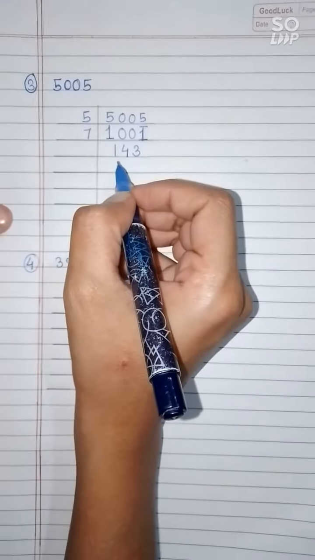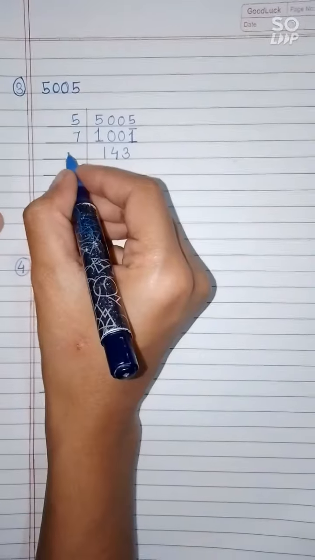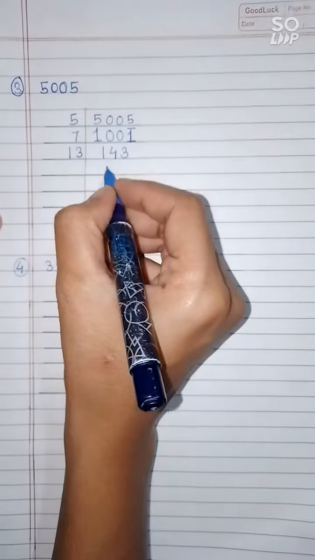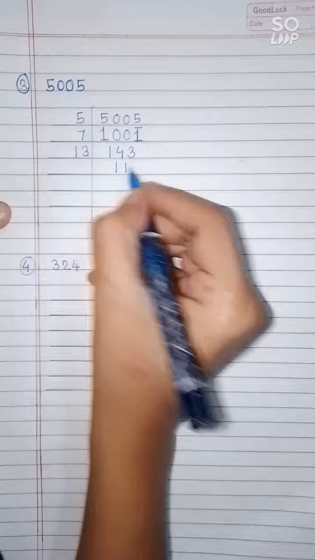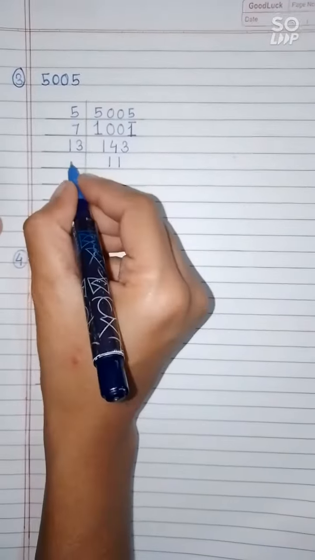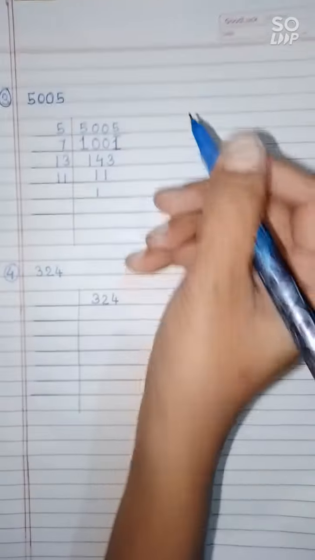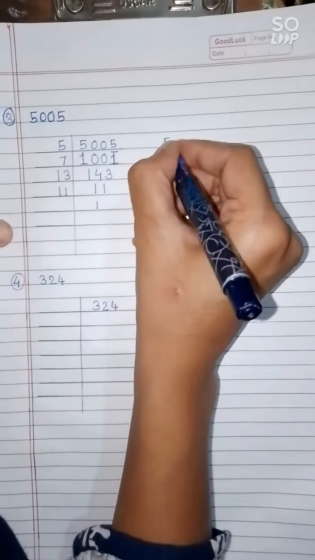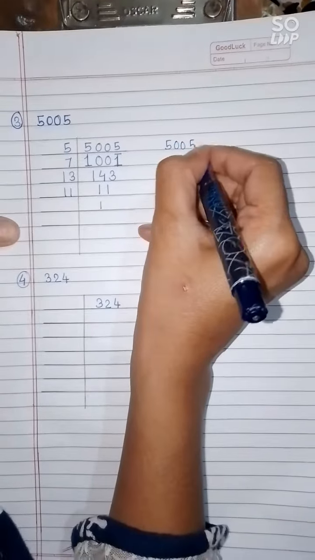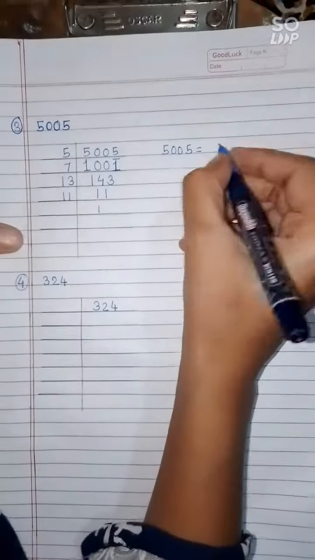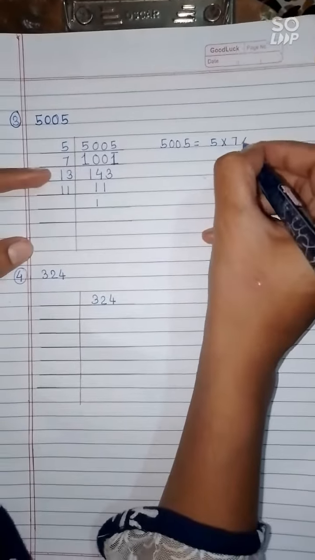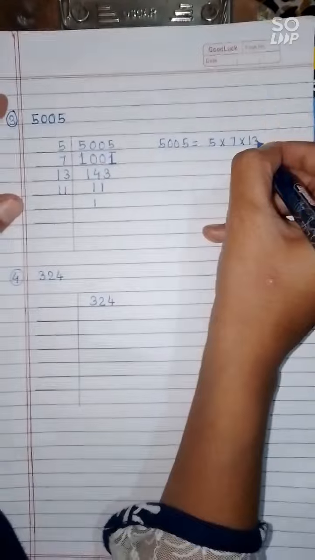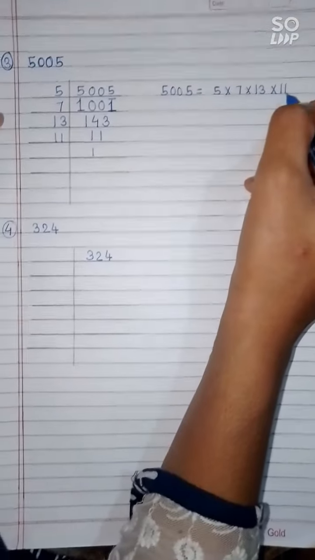Now 143 is divisible by 13. 13 ones are 13. 1 is remaining. Again 13 ones are 13. 11 ones are 11. Now we write prime factors of 5005. 5 into 7 into 13 into 11.